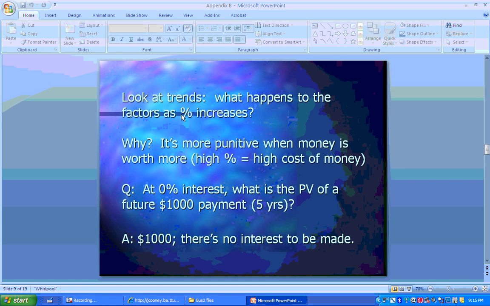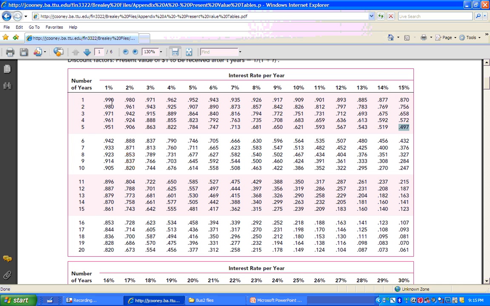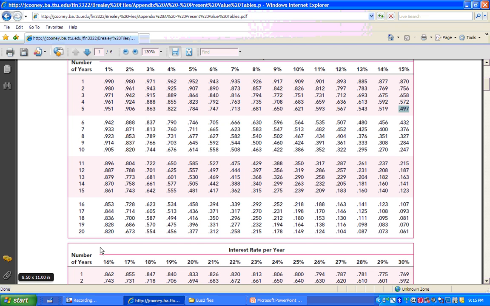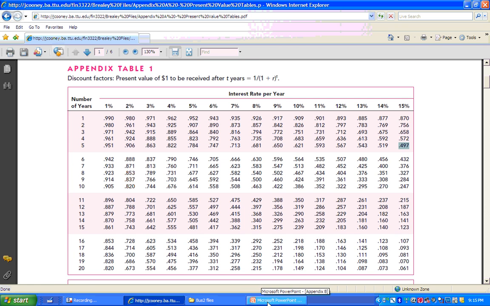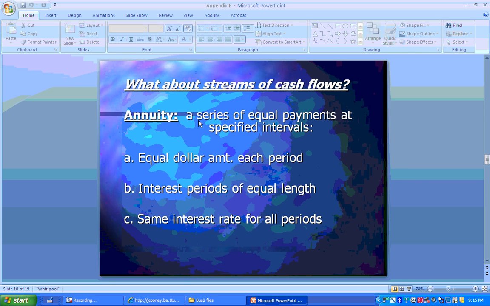So as interest rates increase, you've got to understand the factors in your table drop dramatically, because I don't want to wait when the interest rate is high. I still don't want to wait when it's low, but it's much less of a big deal. Think about it. At 0% interest, if money was free, what's the present value of a future payment? Well, $1,000. There's no interest to be made. These numbers might differ for different periods, but if there was a 0% column right here, they don't even have one, because it would all read 1.0 right down the line. So there's some details about how these trends work. Hopefully that makes sense to you.